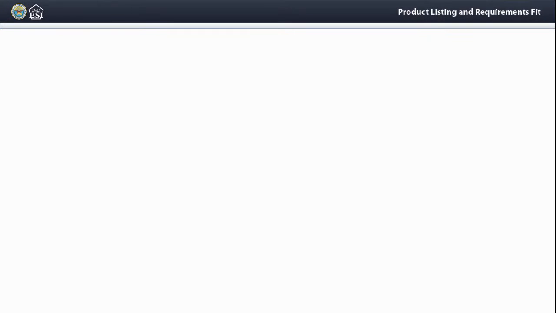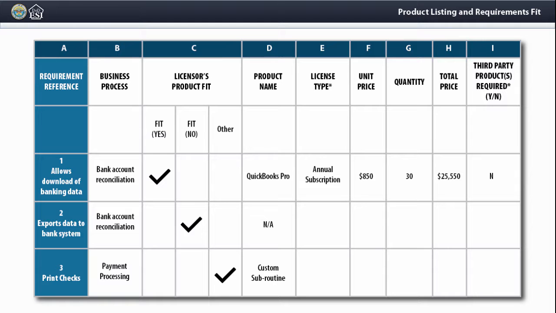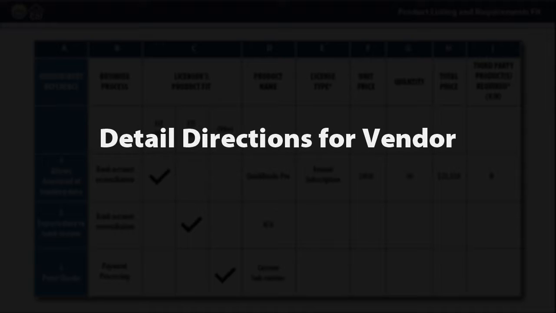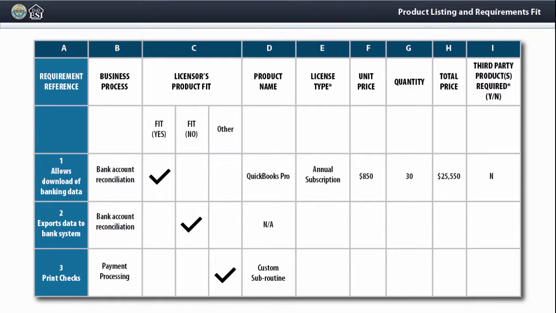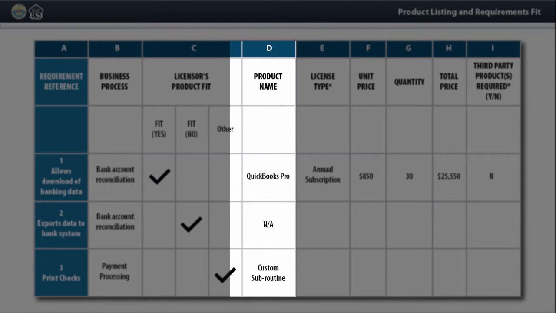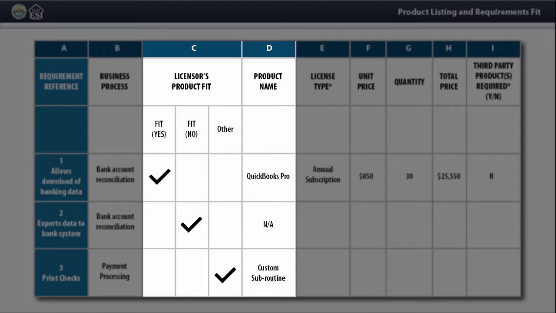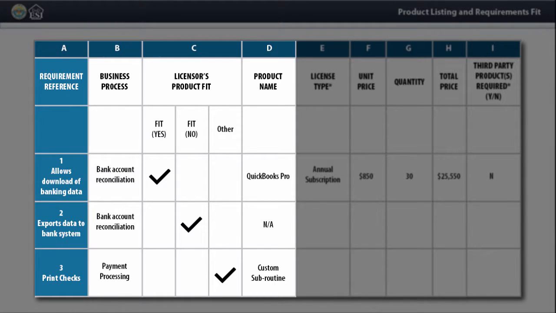still function. ESI recommends that you use a table similar to the one shown in your request for proposal. Be sure to include directions for the vendor to fill in certain information as part of their response to the RFP. Once the table with the vendor's response is returned and thoroughly reviewed, it should be attached to and made a part of your EULA, or End User License Agreement, contract. This table should cover these two important items. First, it must capture the products you are licensing and how they align with your requirements. And second, it will tie the products you are licensing to the relevant business process covered by your requirements.